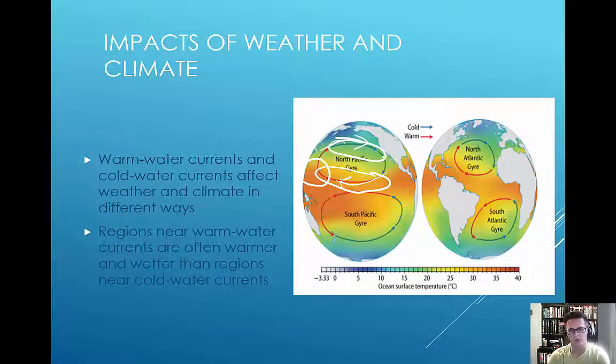Warm currents and cold water currents affect weather and climate in different ways. Regions near warm water currents are often warmer and wetter than regions near cold water currents. So our weather is affected by ocean currents.